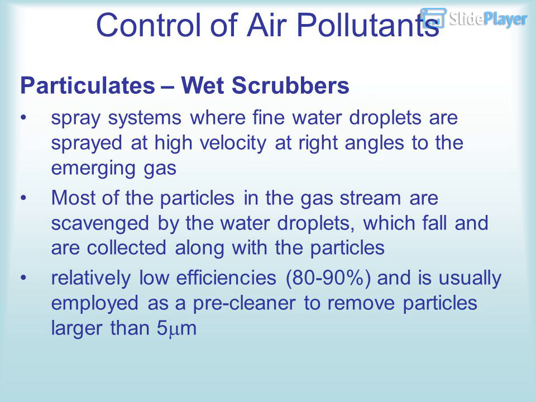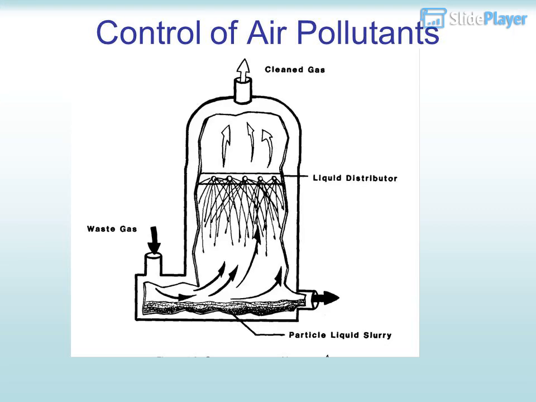Control of air pollutants. Particulates, wet scrubbers. Spray systems where fine water droplets are sprayed at high velocity at right angles to the emerging gas. Most of the particles in the gas stream are scavenged by the water droplets, which fall and are collected along with the particles. Relatively low efficiencies, 80 to 90%, and is usually employed as a pre-cleaner to remove particles larger than 5 μm.